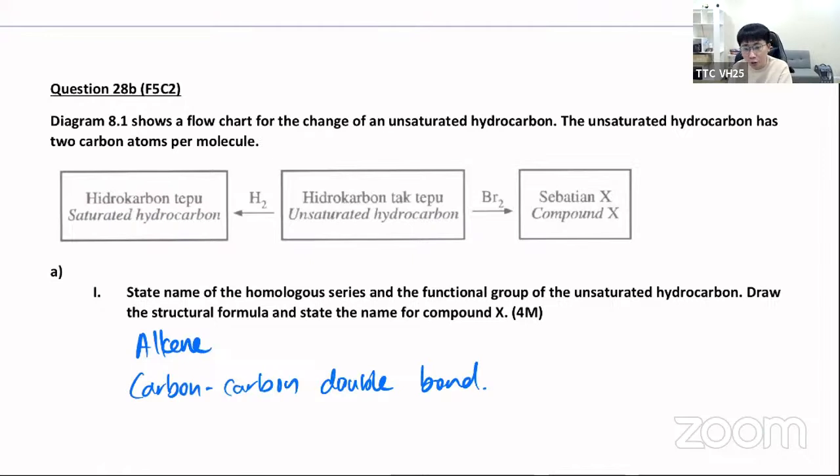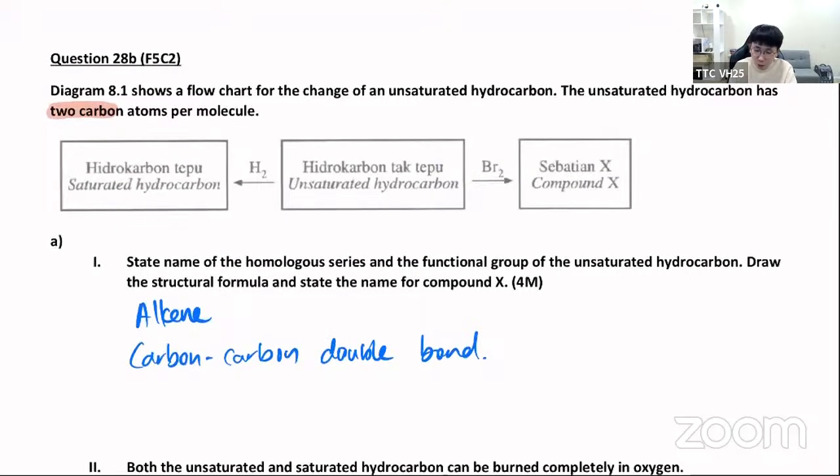Then draw the structural formula and state the name of compound X. So guys, X is what? X is the hydrocarbon plus Br2. State the name for compound X. So you add Br2. Did they mention how many carbons? Oh, they say here 2 carbon. So 2 carbon, know how to draw or not?